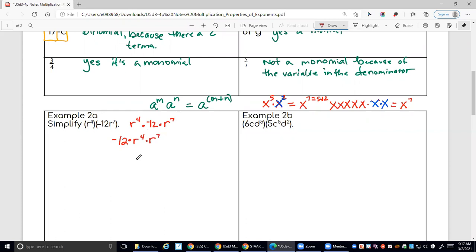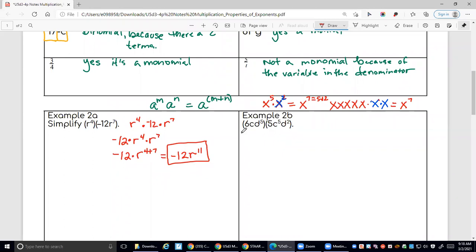Make sense? Okay. So now I have the situation just like we had here, right? I got negative 12 times r, and I'm going to add my exponents, 4 plus 7. And that is equal to negative 12 r to the 11th power. Any questions? Okay. All right. So example 2b, your turn.